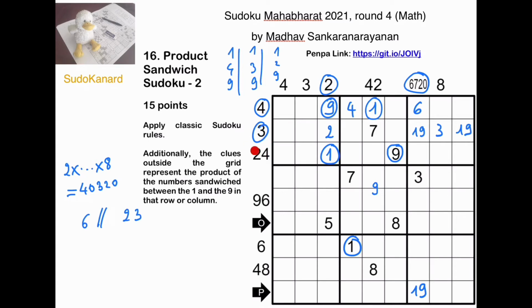And now this 24 is here. It can't be 4 times 6, so it has to be 8 times 3. And because of this 8, we get an 8 here, a 3 there. There's a 2 here by Sudoku, and 5 and 6 in those cells.